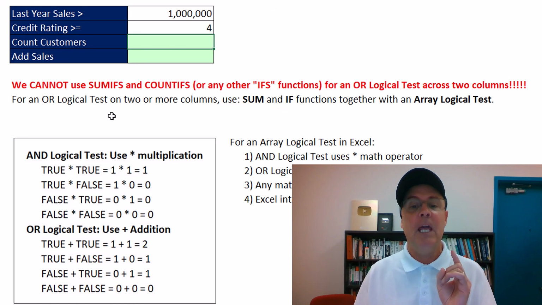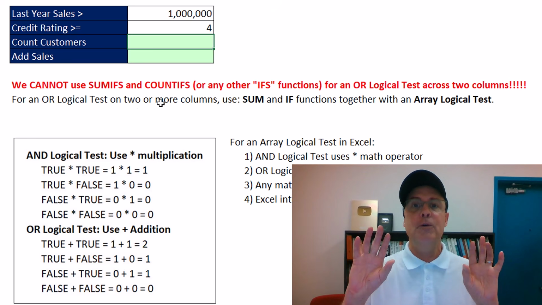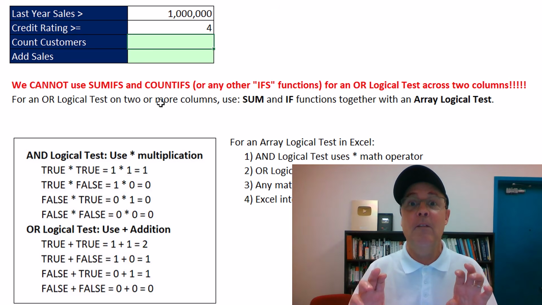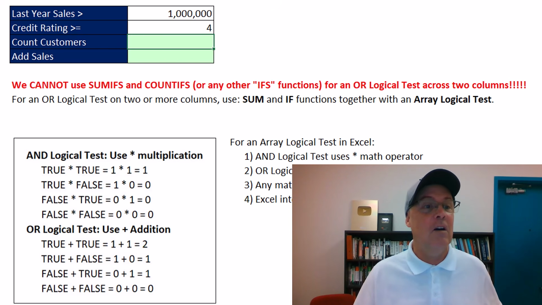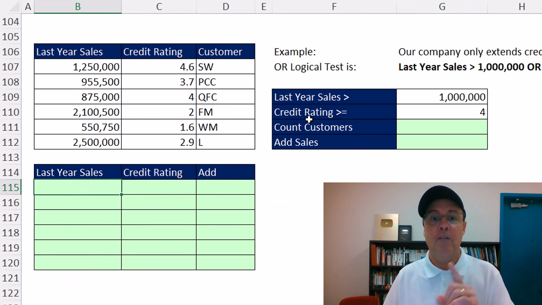Now remember, internally inside of SUMIFS and COUNTIFS, they do all of the logical calculating for us. But in this formula, we're going to have to create the logical tests ourselves. Now, let's come over to B15. And the first part of this OR logical test works on this column.